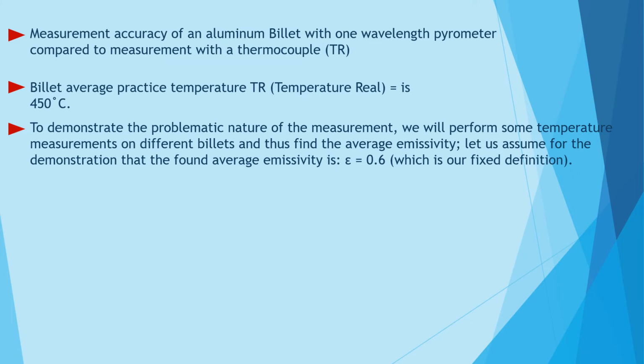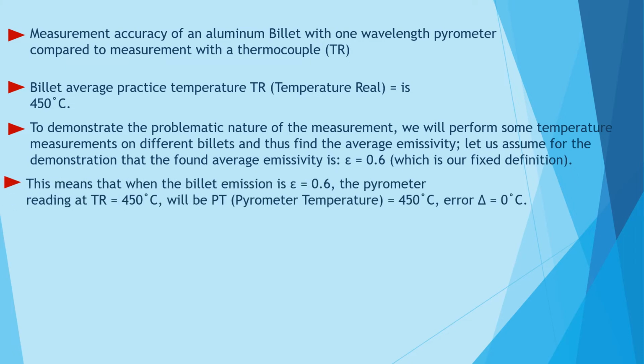Let us assume for the demonstration that the found average emissivity is 0.6, which is our fixed definition. This means that when the billet emissivity is 0.6, the pyrometer reading at TR equals 450 degrees Celsius will be PT, pyrometer temperature, equals 450 degrees Celsius. Error delta equals 0 degrees Celsius.